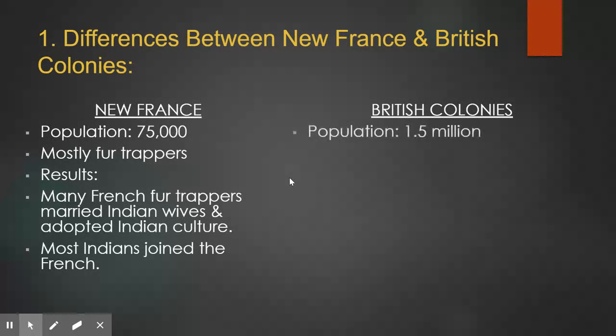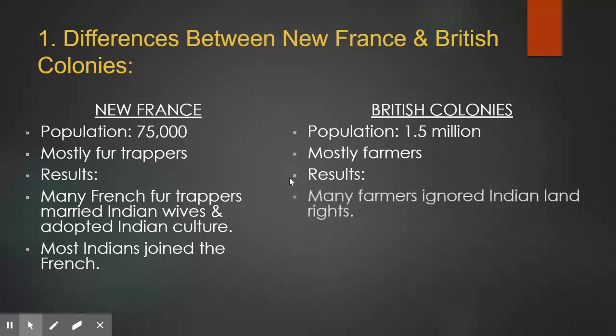Conversely, when you look at the 13 British colonies, look at that population. There's about 1.5 million British people in the 13 colonies. Again, mostly farmers, right? We talked yesterday about the economies of the 3 colonial groupings. So one of the things that happened is farmers want more and more land, right? The bigger the farm, the more money you can make.